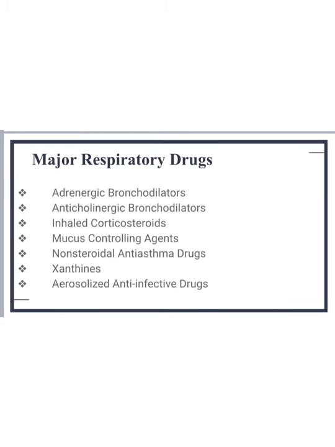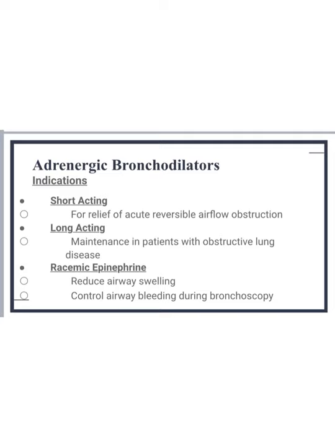So these are the major respiratory drugs, the major classes. So know all these different classes. We're going to go more in depth with a lot of these when we get to advanced pharm. So we are going to start with adrenergic bronchodilators. So remember, this is the sympathetic nervous system, and it's going to stimulate.